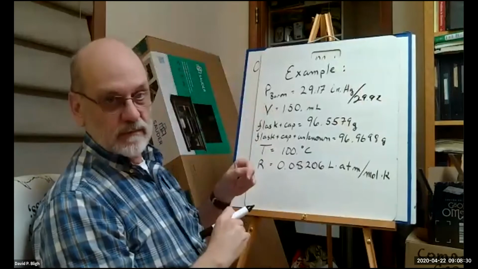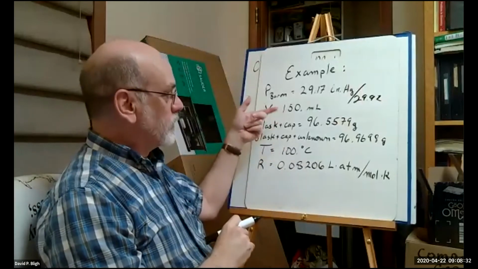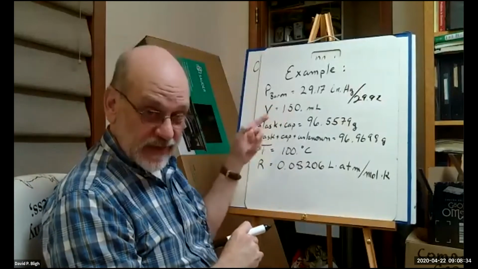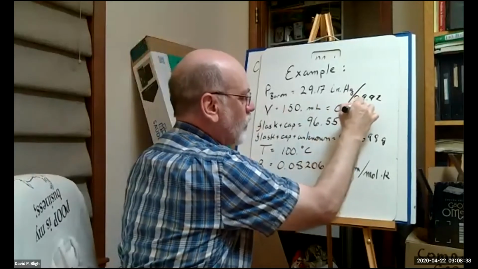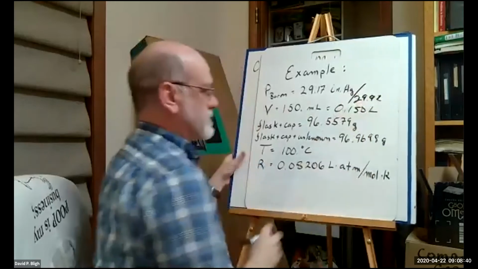How about volume? Well, we're going to measure it in milliliters, but it has to be in liters. So 150 milliliters is 0.150 liters.